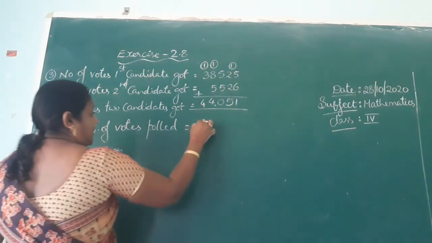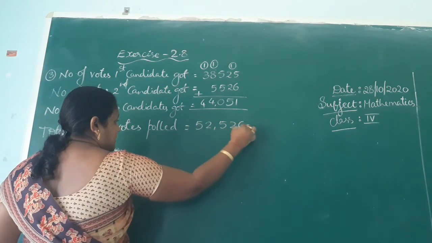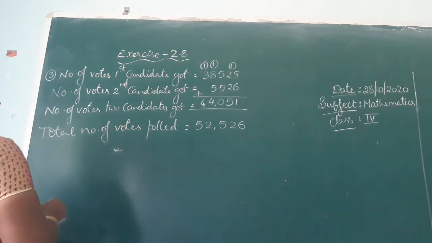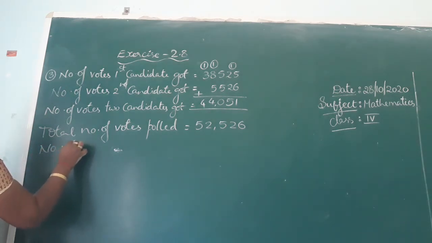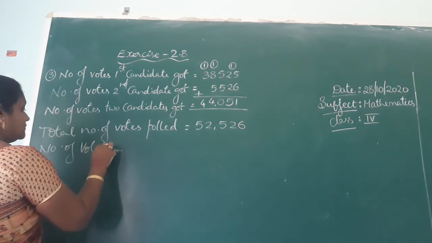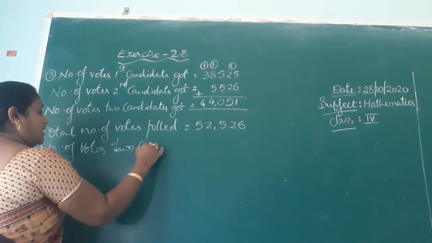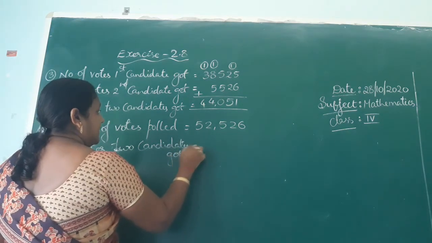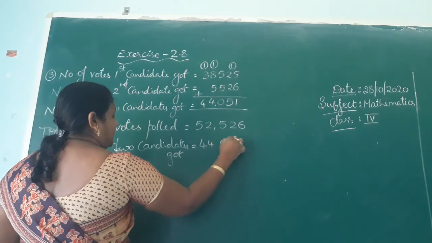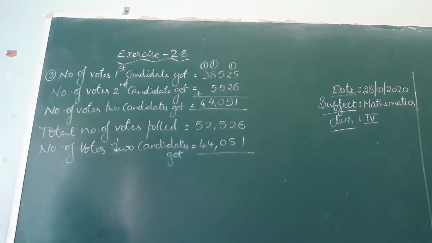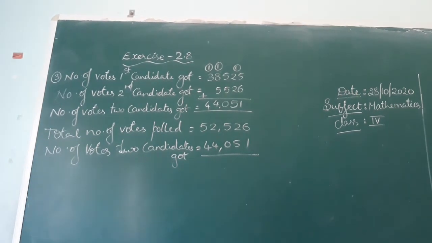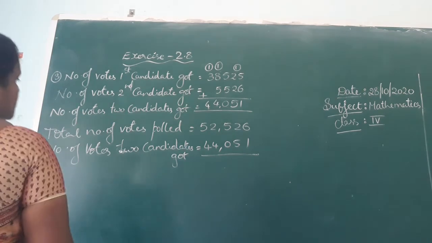52,526 votes were polled. Okay, so the number of votes two candidates got. How many votes did those two candidates get? It's nothing but 44,051. Number of votes two candidates got: 44,051.